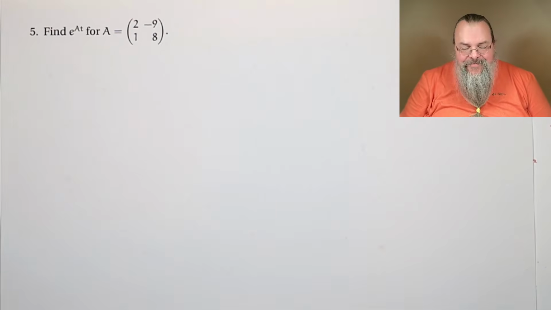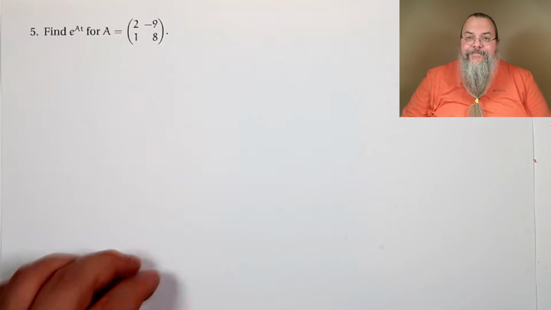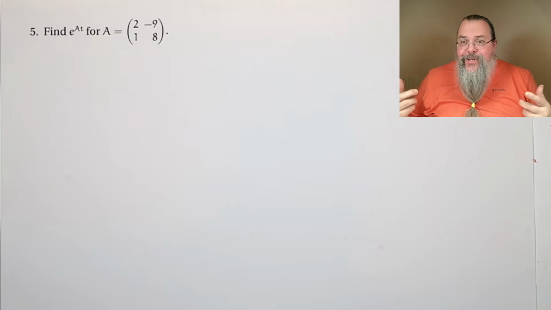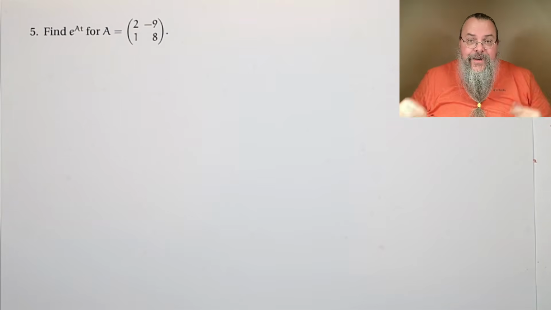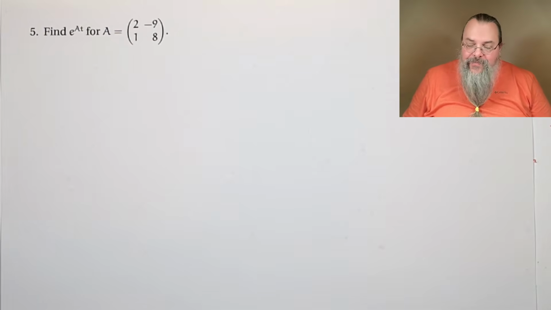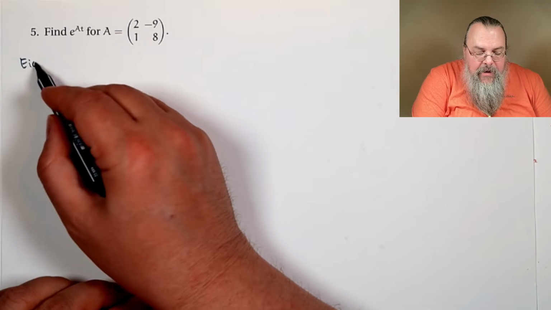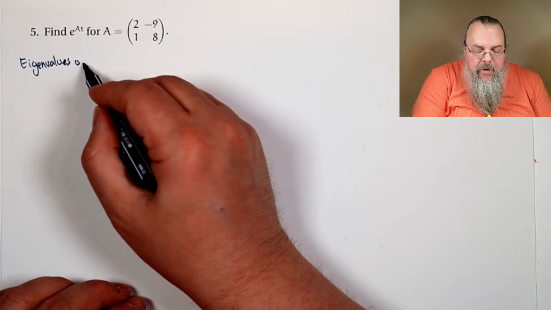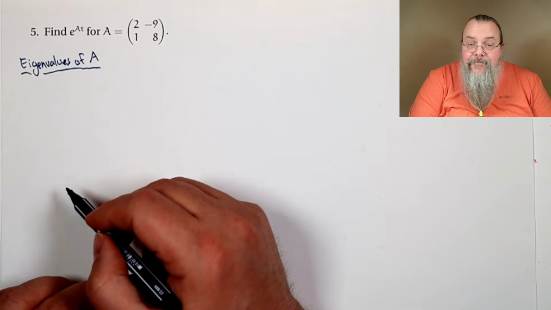Number 5. Find e to the at for A is 2, minus 9, 1, 8. All right, we have a matrix A. We're asked to find e to the at. We need to know which one of our 3 settings we're in. So let's start by finding our eigenvalues. Okay, so our eigenvalues of A, always our first step, because that's going to tell us the road that we're going to travel.